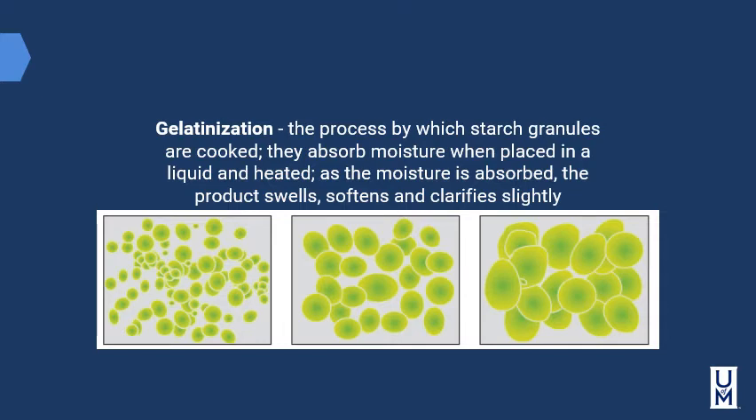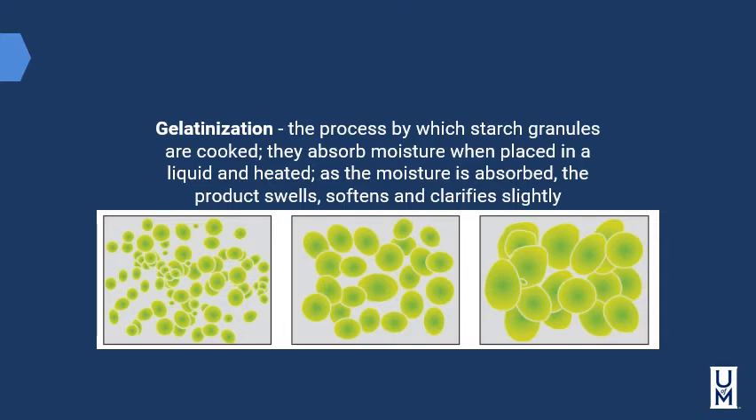Gelatinization is the term for the cooking of starches. Starches are complex carbohydrates present in plants and grains such as potatoes, wheat, rice, and corn. When a mixture of starch and liquid is heated, remarkable changes occur. The starch granules absorb water, causing them to swell, soften, and clarify, becoming slightly clear. The liquid visibly thickens because the water is being absorbed into the starch granules, and the granules themselves swell and occupy more space.